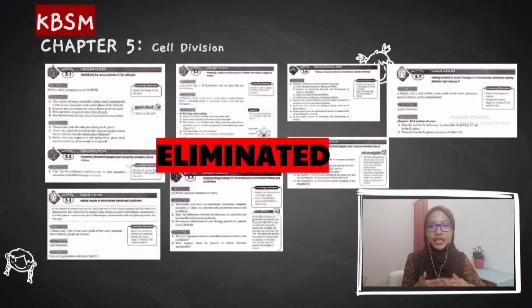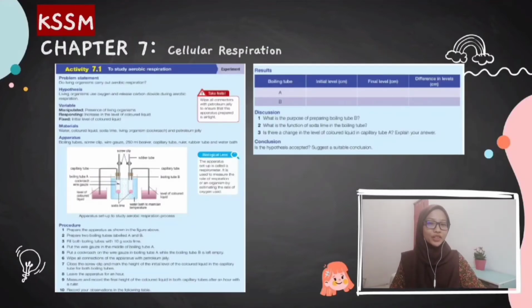However, as you can see in the slide, in KBSM Chapter 5 of Cell Division, there are about 7 suggested activities that were eliminated in KSSM. This is because, based on my observation, experiments on cell division are quite lengthy and complicated to conduct. Rather than experiments, students may search for other resources to understand better, such as videos, pictures, or any other resources. Moving on to Chapter 7, Cellular Respiration.